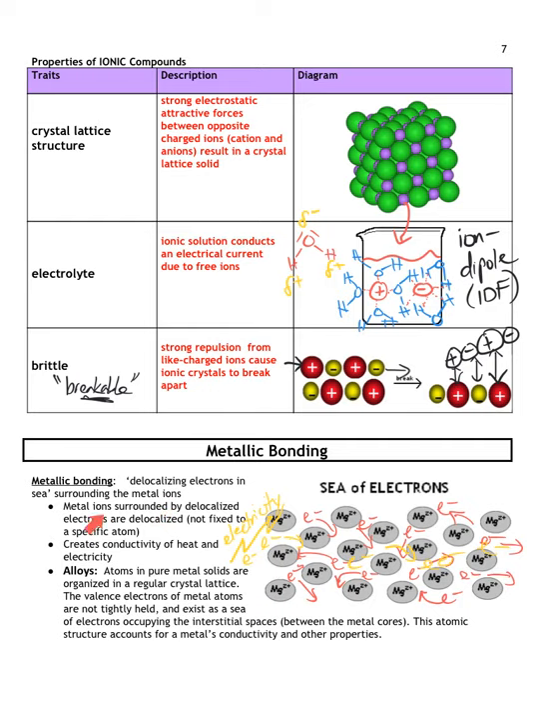Metal ions are surrounded by delocalized electrons. They're not fixed in a specific atom. They conduct electricity and heat pretty well, as we see here. Alloys.